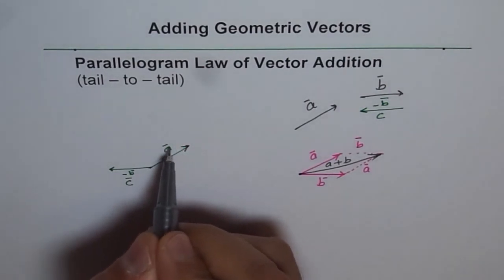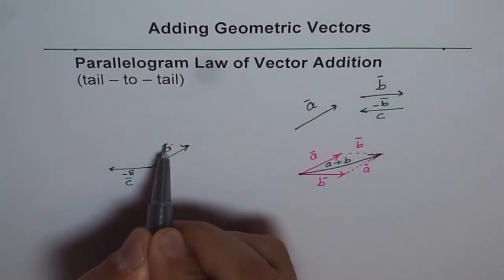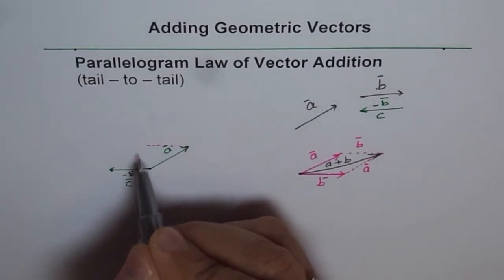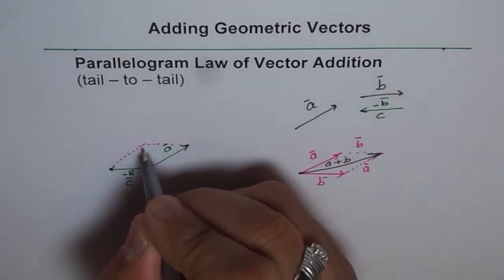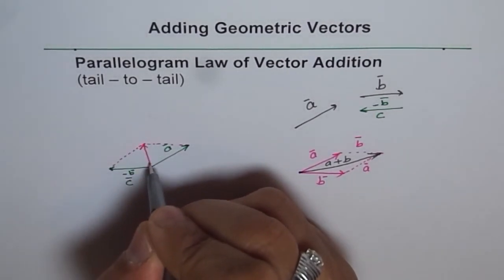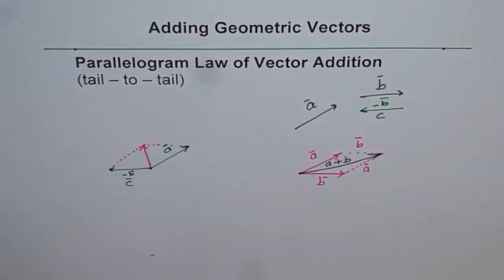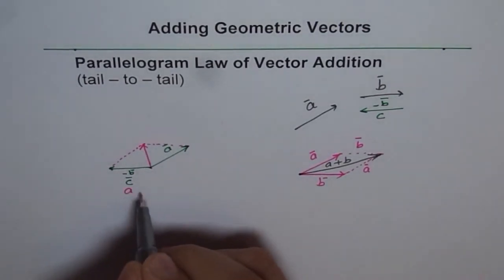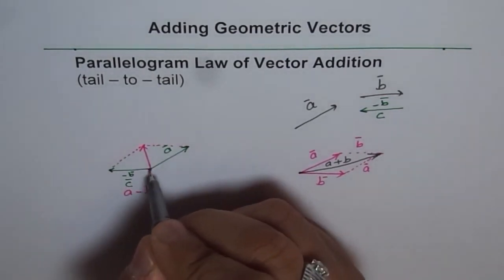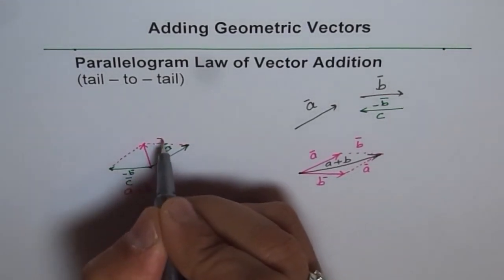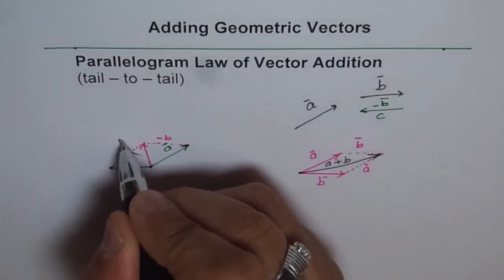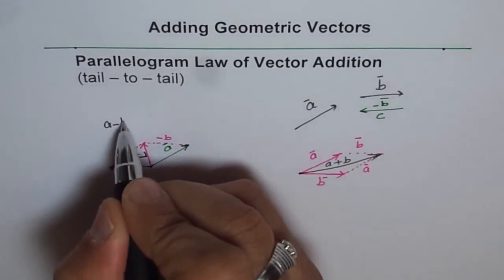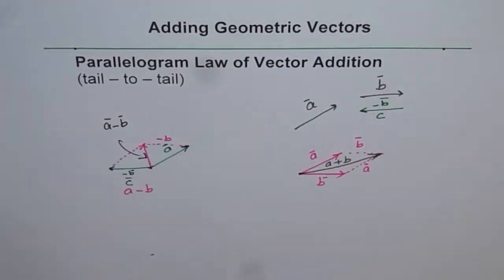So let's complete this. So we draw a line parallel to this of the same magnitude. And here parallel to this. And what do we get? That point joining tail to tail with the opposite end of the parallelogram will give us A minus B. Do you see? This is A, right? And this is minus B. So that thing gives us A minus B. So here we have A minus B. Do you see that? Vector A minus vector B.